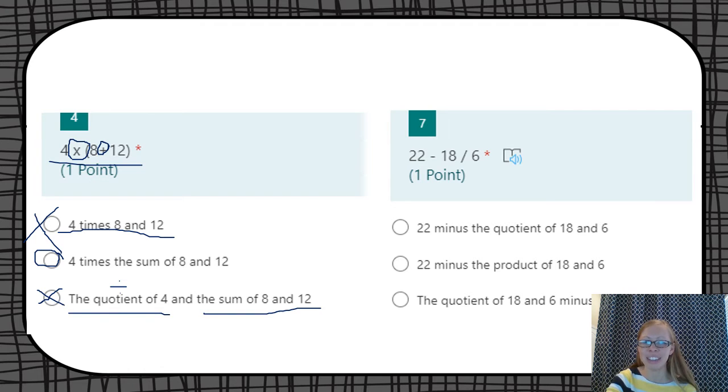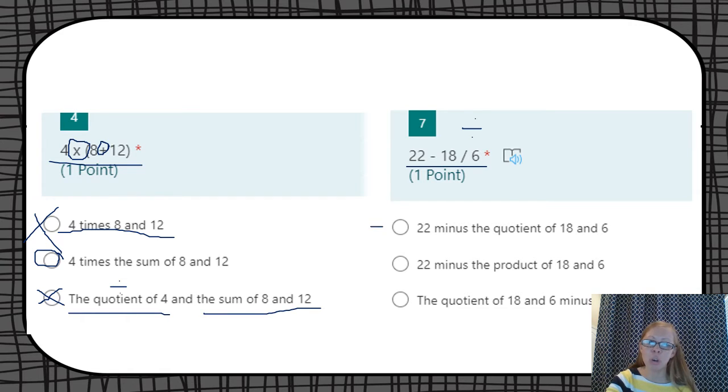Let's look at number 7 here. As I look through my answer choices, I know that I'm looking for something involving subtraction, which the answer to a subtraction problem is called a difference. And I also see division. This bar means divide, just like this symbol here. So dividing, the answer to a division problem is called a quotient. So let's look at our choices.